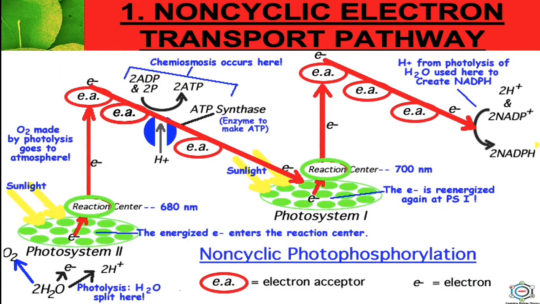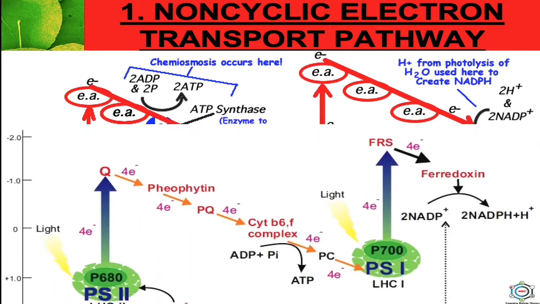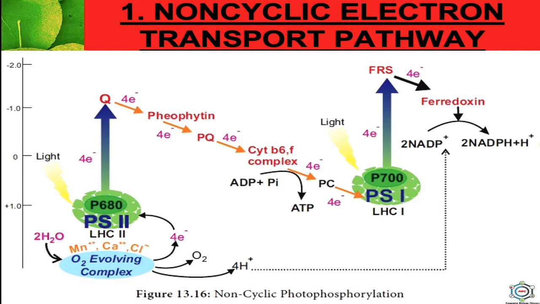So here you can see the process of non-cyclic photophosphorylation, where the chemiosmosis occurs, where the enzyme makes ATP, where the photolysis occurs. So this is all about the non-cyclic, and in this case the products of non-cyclic electron flow are ATP and NADPH, and it occurs in the thylakoid membrane.